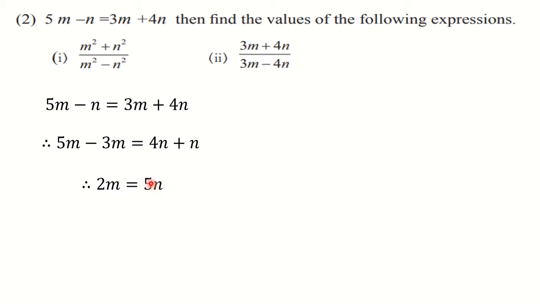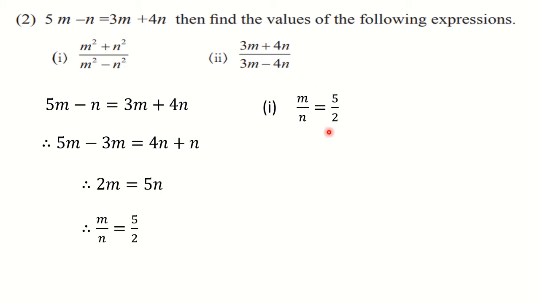Now 5 is a number here and 2 is the coefficient. As I said, we want the ratio m upon n. So bring this n down here and take this 2 to this side. So the ratio will become m upon n is equal to 5 upon 2, which we want. Now further, you know how to solve it by using componendo and dividendo. We have to make use of this ratio.